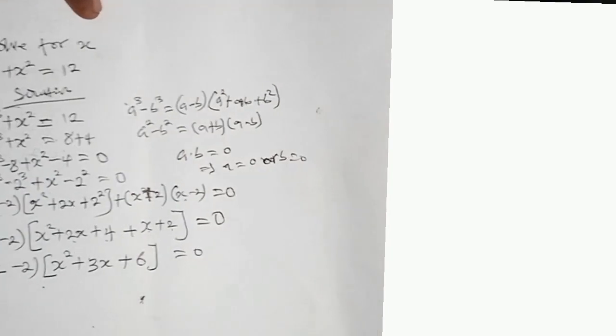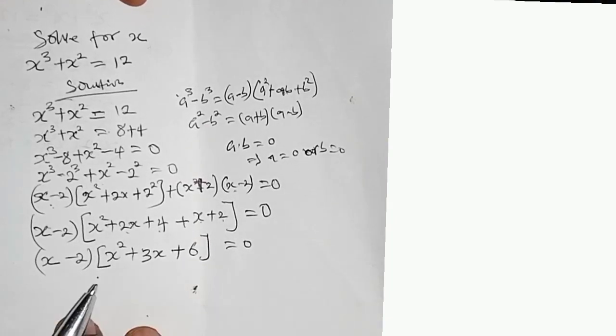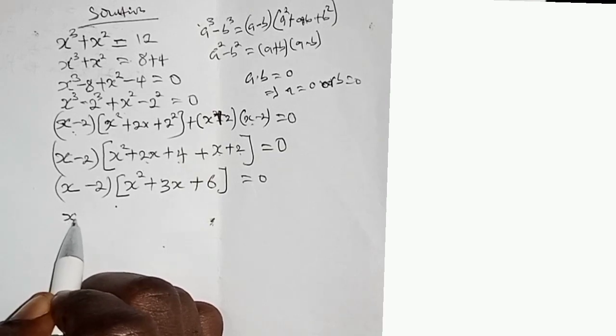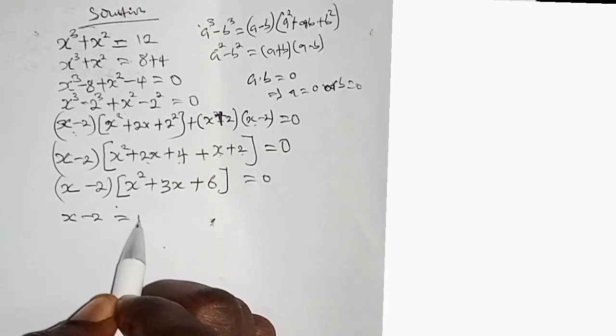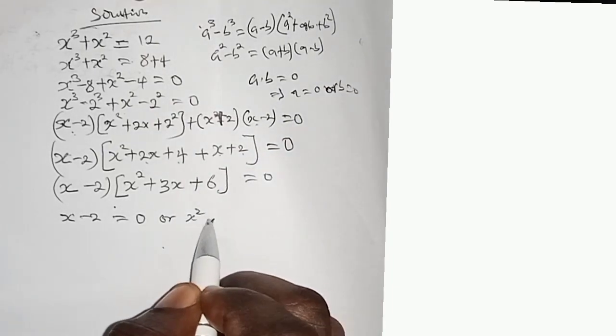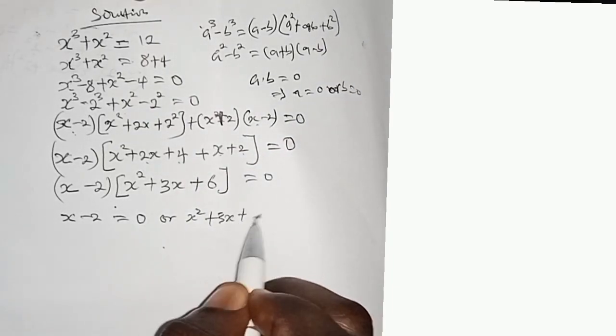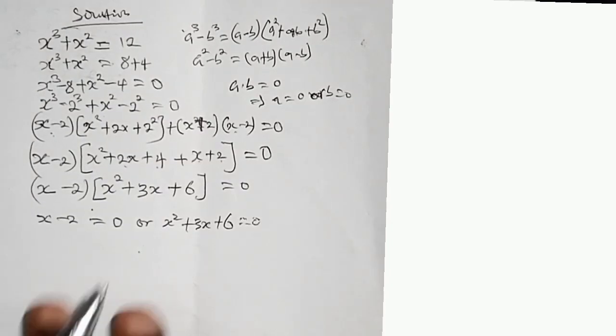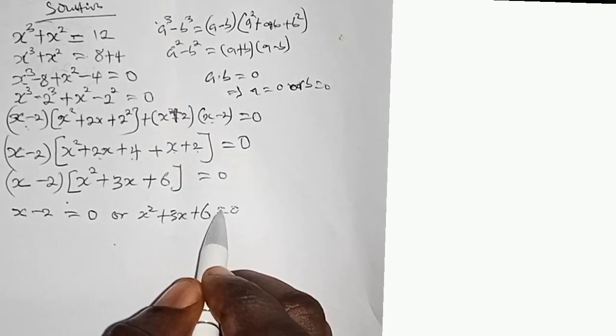So I'm going to use that idea right here. Here I have that either x minus 2 is equal to 0, or then this one, x squared plus 3x plus 6 is equal to 0. That's what I have right here.